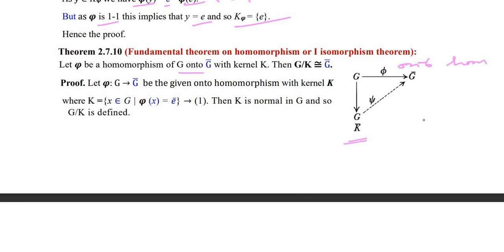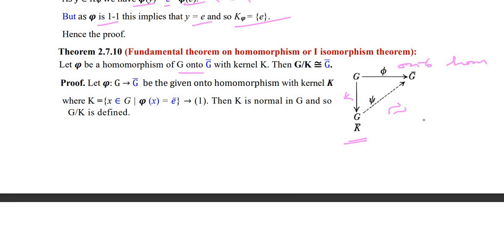With kernel K. Any homomorphism will have a kernel, so this homomorphism has a kernel that is taken as K. If this is the case, then this theorem says that G mod K is isomorphic to G bar. To establish that, we will consider a mapping psi between these two and show that the mapping is well defined. First we define the rule and show that it is well defined, one-to-one, onto, and a homomorphism.